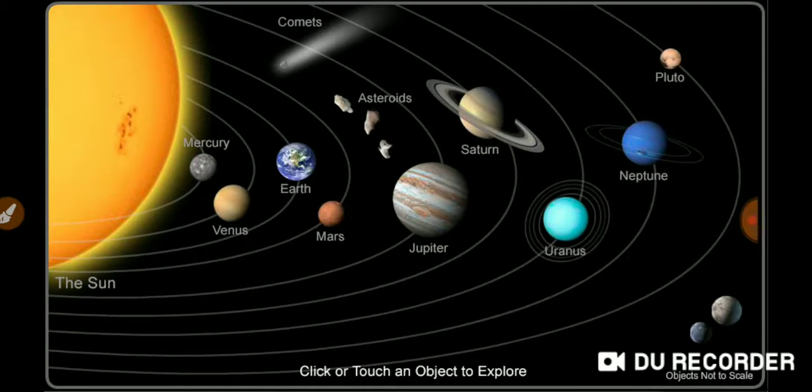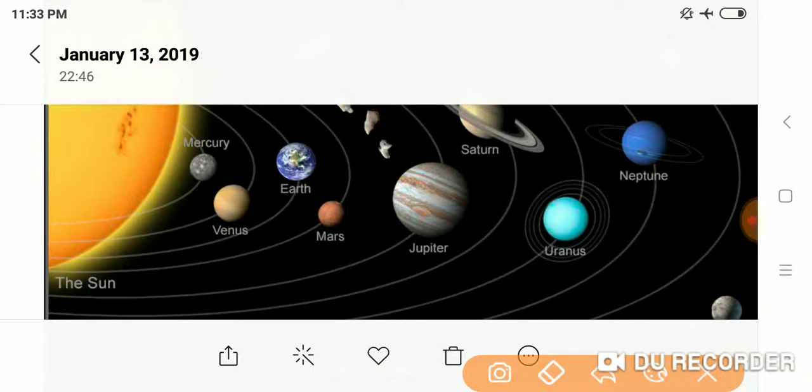Today we are going to do physical geography, in which we are going to do the solar system. Here you can see the solar system in the picture. This is the Sun.